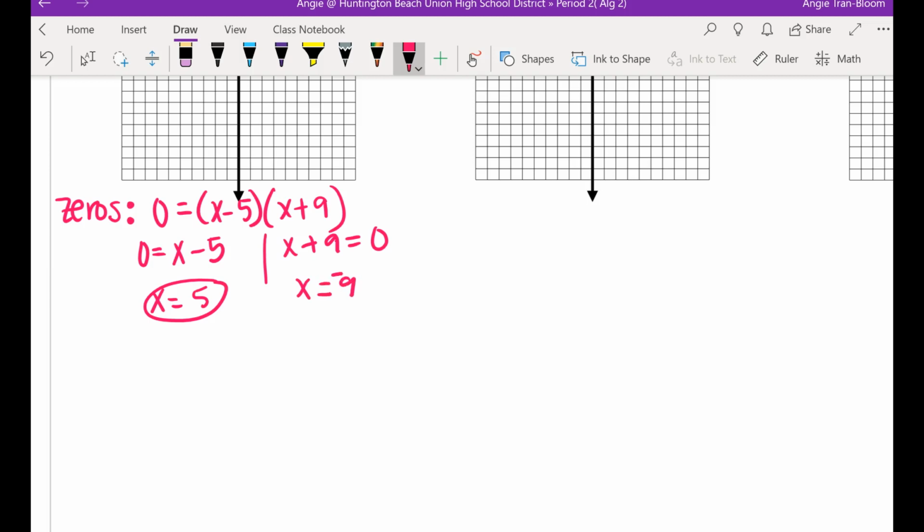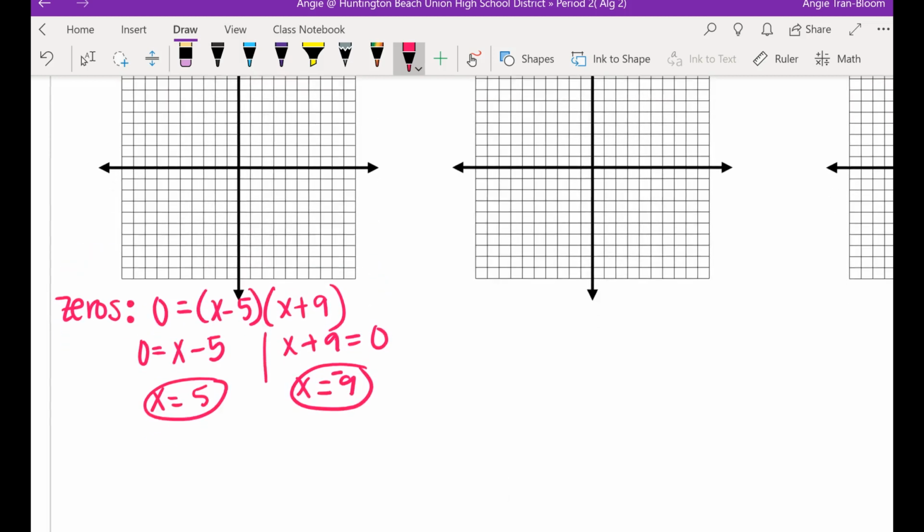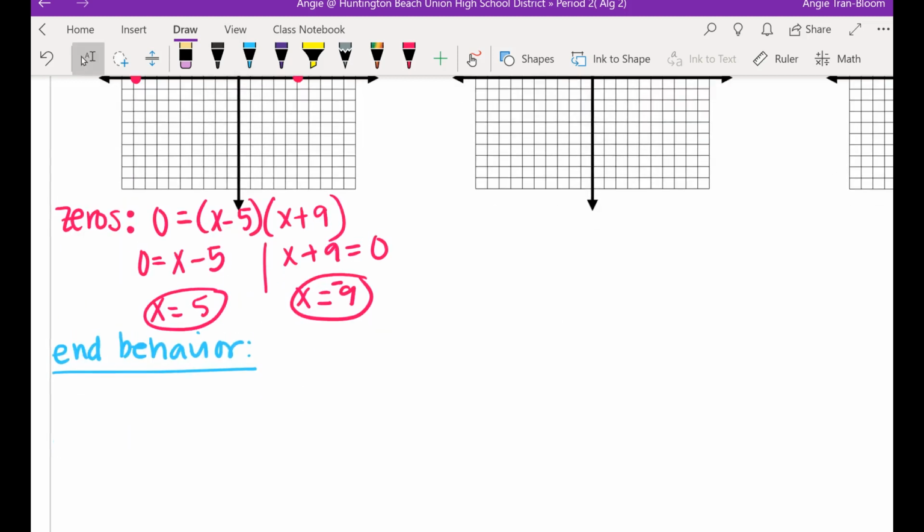Good. So let's plug those in, guys. Two x-intercepts: one's positive 5, and one's negative 9. Put the two x-intercepts in. Next, we will need to determine the end behavior. End behavior will require you to tell me the degree of the function. What is the degree of the function?